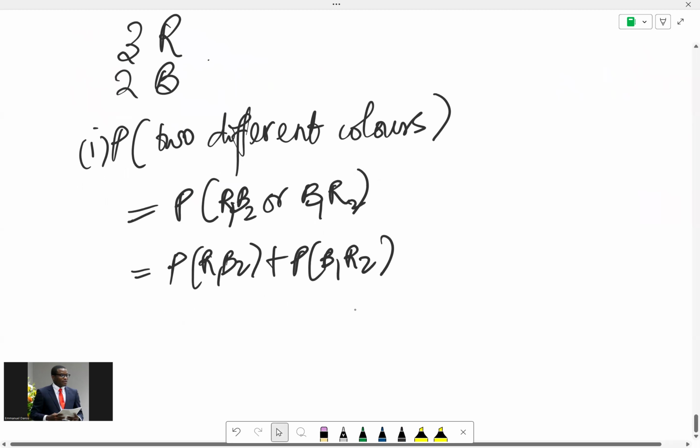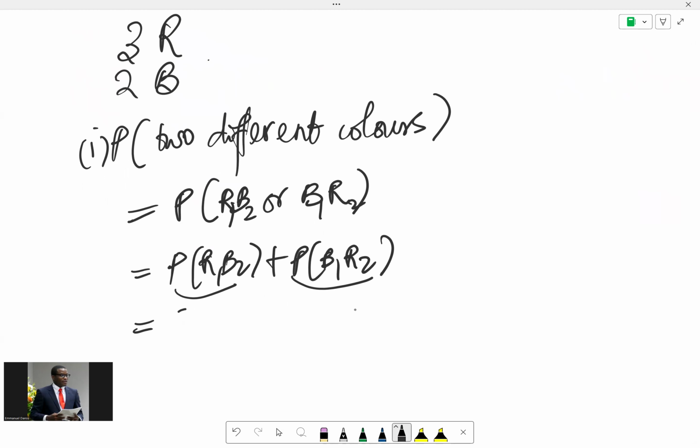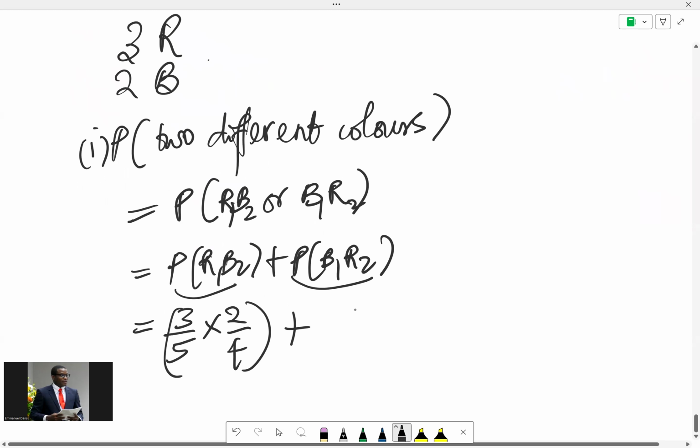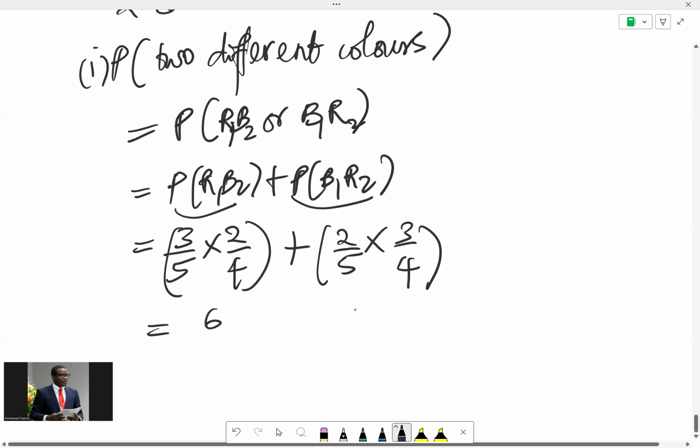So each case has to start with a fresh sampling. When you do the first one, you have 3 red out of 5, and then you have 2 blue out of 4. But if it is blue first, what do you have? You have 2 out of 5. So once you have plus, you start afresh: 2 blue out of 5 total times 3 red out of 4 remaining after you have drawn the first blue. So here you have 6/20 plus 6/20 again.